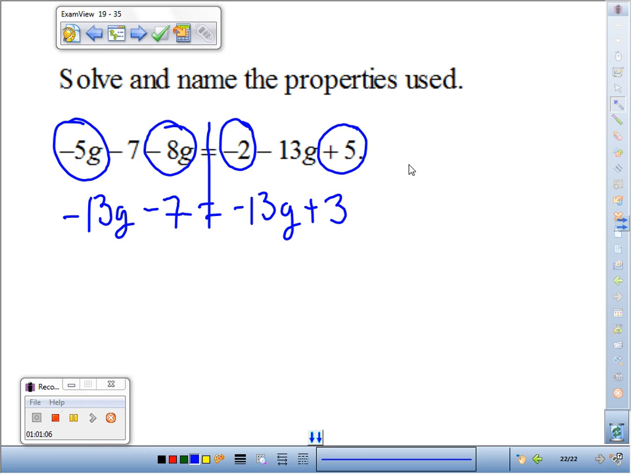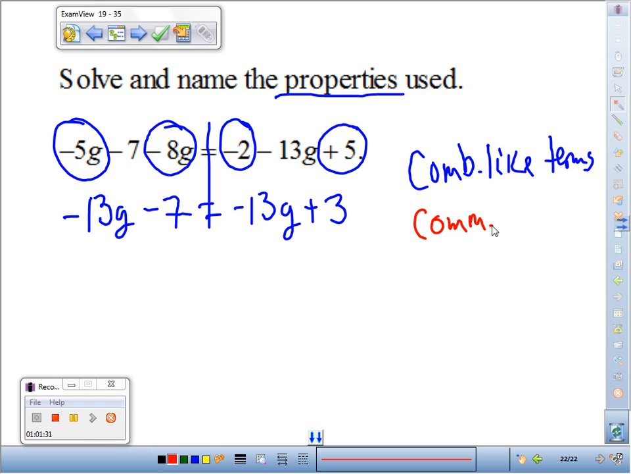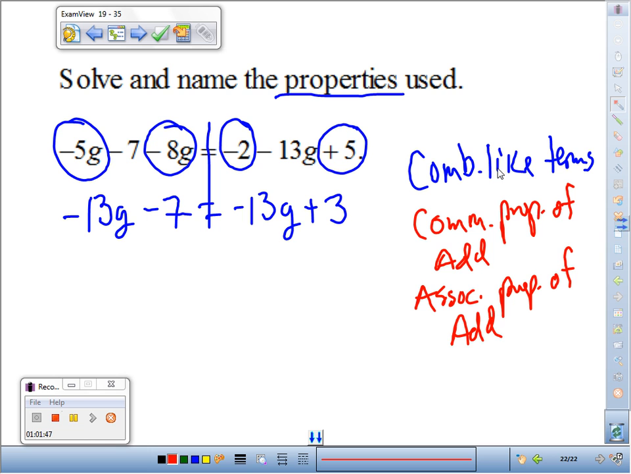So, some of you wrote on your steps, combine like terms. However, this is asking for what? Is this a property? No. What properties are used when we combine like terms? The first one is commutative property of addition. And then the next one, when we group stuff, is associative property of addition. Those are the two properties used when combining like terms.